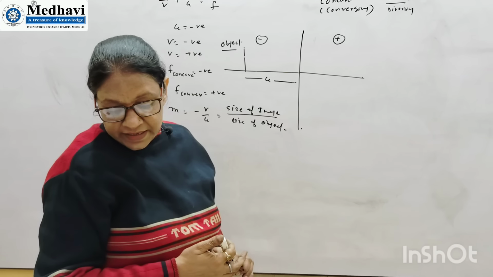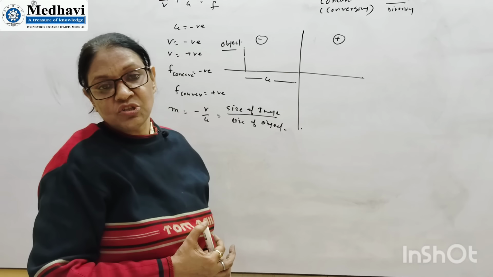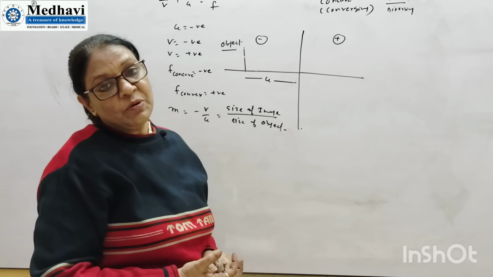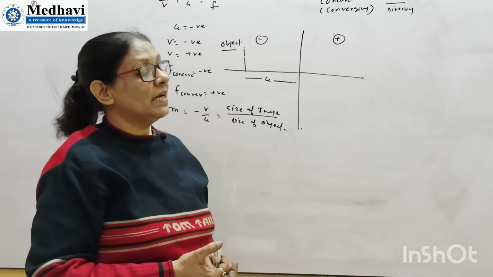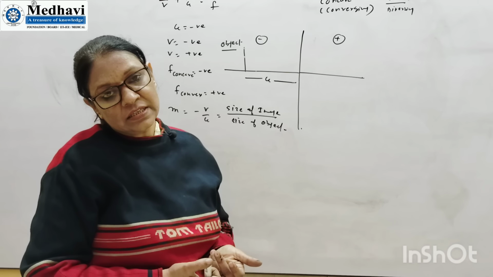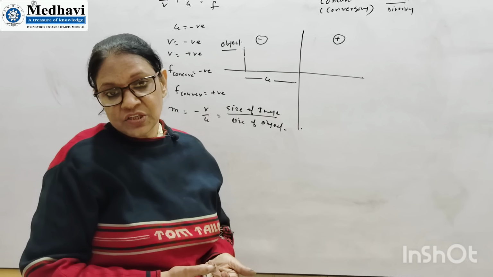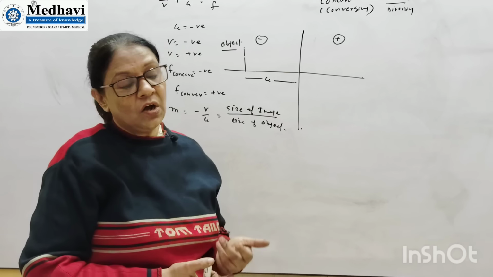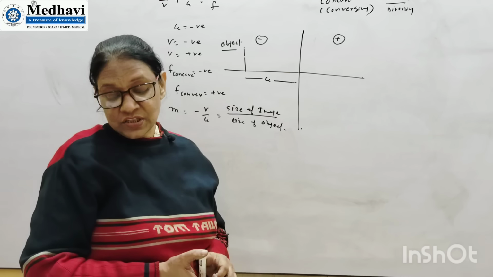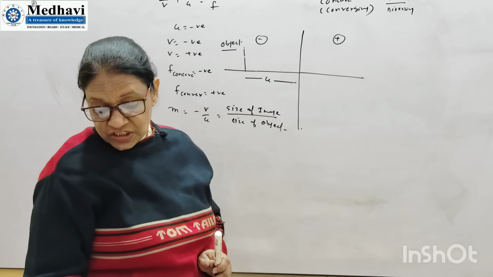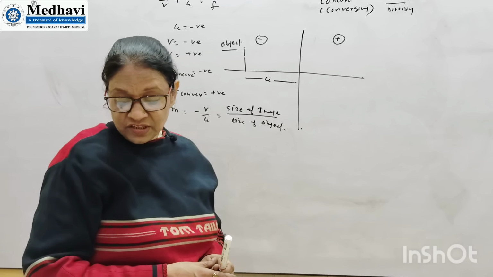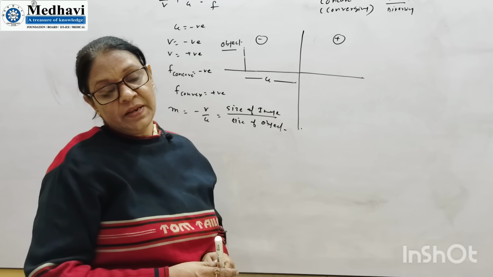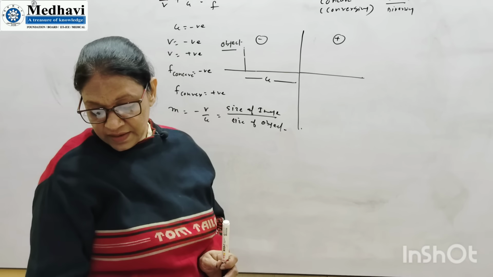Third, in a concave mirror, the image may be real or virtual. Virtual I have explained between focus and pole, and the other cases are when the object is at focus, at center of curvature, or at infinity. In all these cases we get a real and inverted image. Whereas a convex mirror image is always virtual. There will be no real image in a convex mirror.